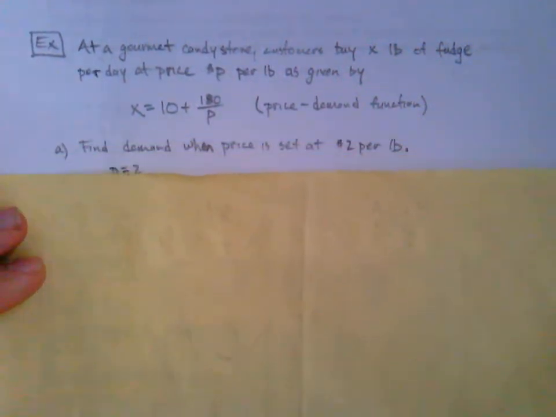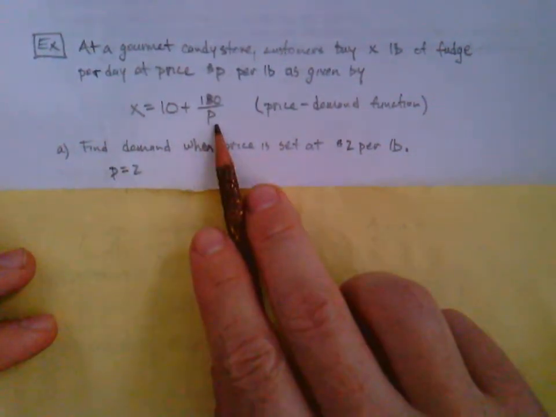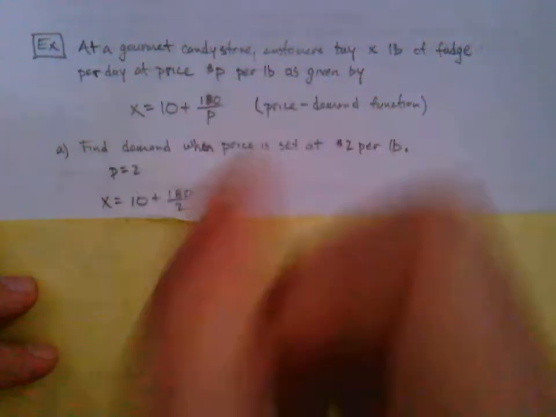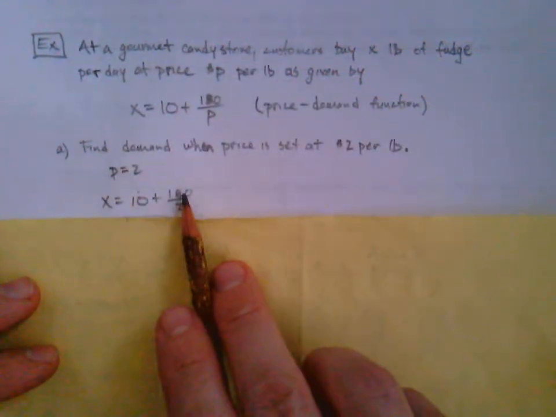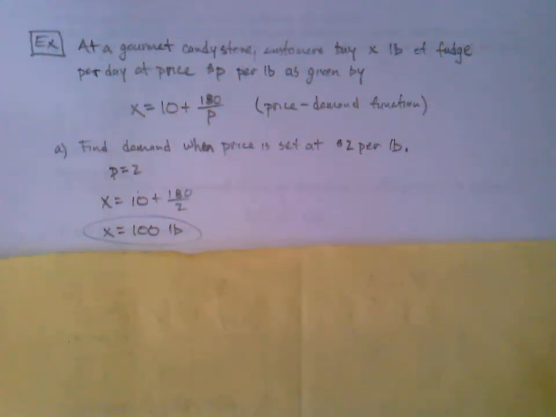So what are we asked here? Find the demand when the price is set at $2 per pound. There's actually not any calculus just yet. We're just kind of getting used to this idea. What's the demand when the price is $2 per pound? Well, that means P equals 2, and we just plug it in. X equals 10 plus 180 over 2. Well, that'd be 10 plus 90. That'd be 100 pounds. If they charge $2 per pound of fudge, they're going to sell 100 pounds that day.